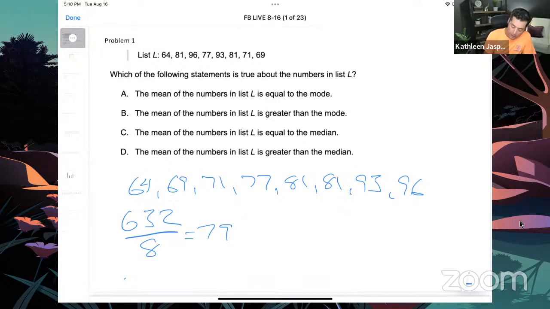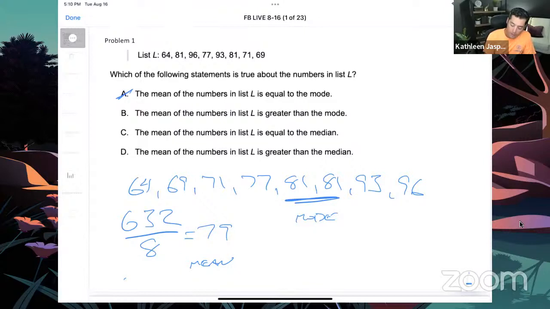So 79 is the mean. Now let's go to mode, because the first 2 answer choices have mode. Well, 81 is the mode. The mean of the numbers in list L is equal to the mode. Is 79 equal to 81? Nope. So that doesn't work.